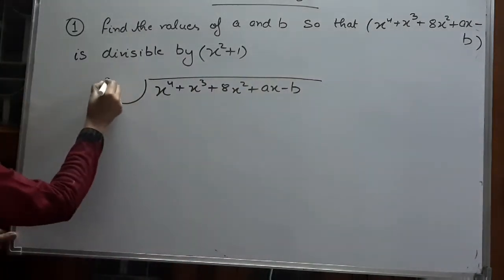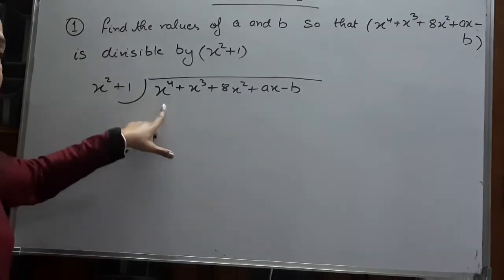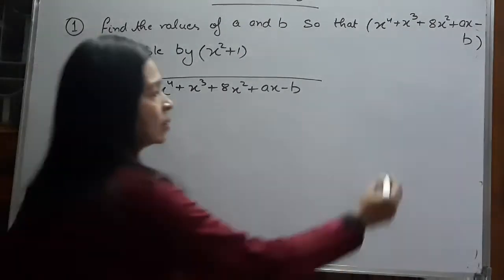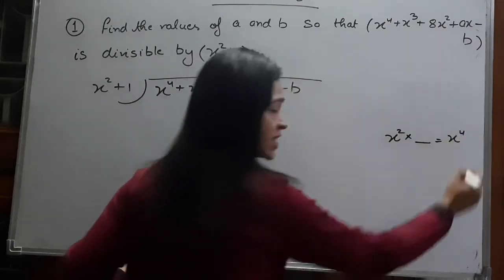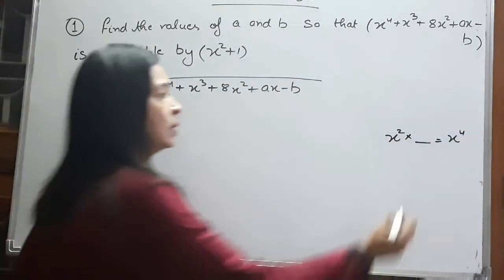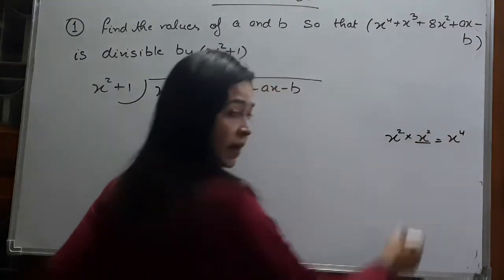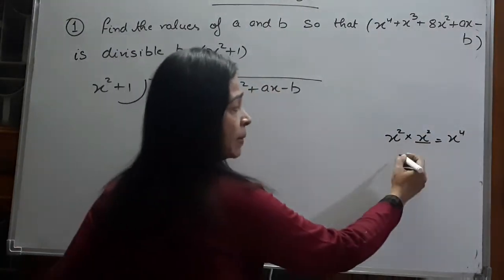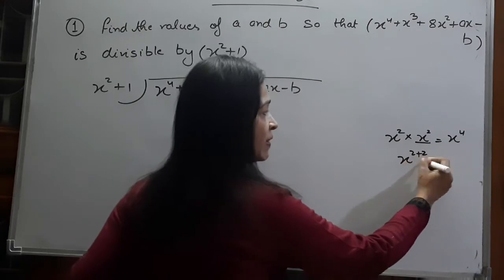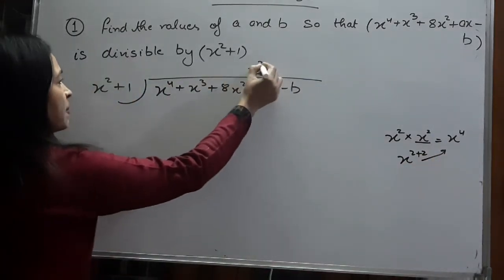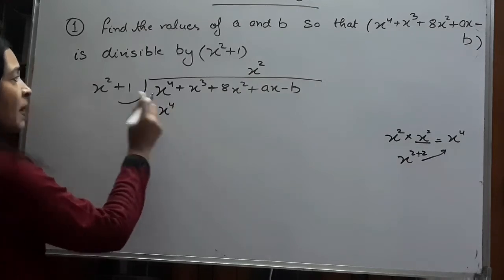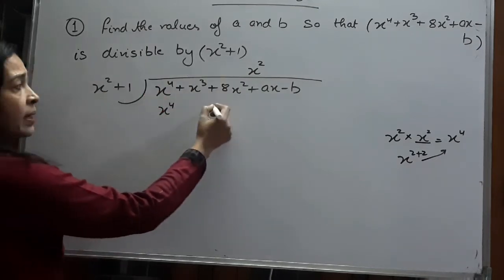We have x square plus 1. First term is x to the power 4. We will multiply x square with something to get x to the power 4. We will multiply by x to the power 2. Base same, powers added, 2 plus 2, we will get x to the power 4. We will take x to the power 2. Here we have x to the power 4 plus 1 into x square.